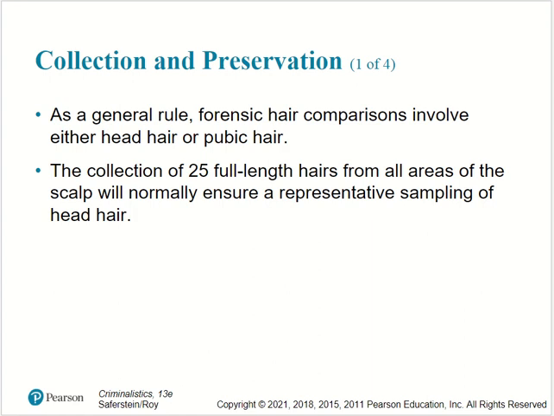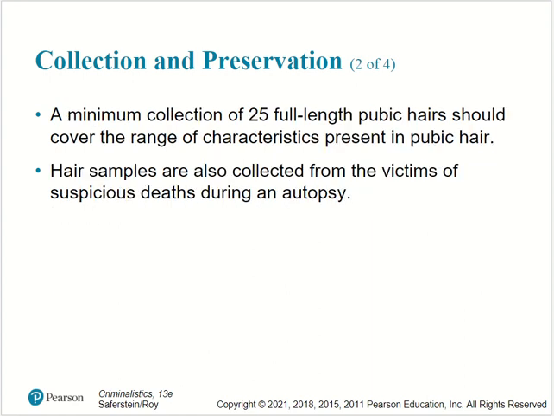Collection and preservation. As a general rule, forensic hair comparisons involve either head hair or pubic hair. The collection of 25 full-length hairs from all areas of the scalp will normally ensure a representative sampling of head hair. A minimum collection of 25 full-length pubic hairs should cover the range of characteristics present in pubic hair. Hair samples are also collected from the victim of suspicious deaths during an autopsy.